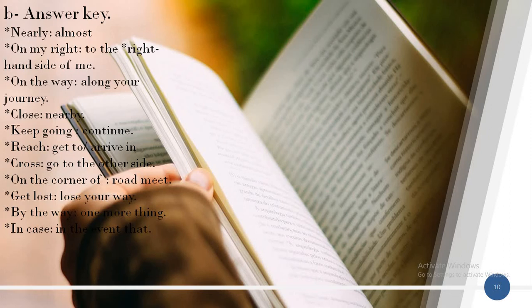On my right means to the right hand side of me. On the way means along your journey. Close means nearby. Keep going means continue. Reach means you get to a place or you arrive in. Cross means go from one side to the other. On the corner of means a point where two roads meet.